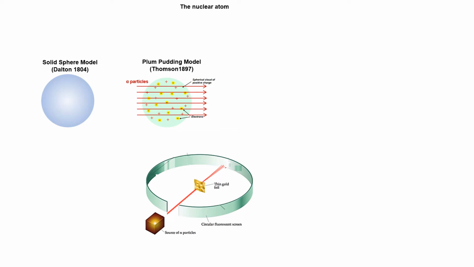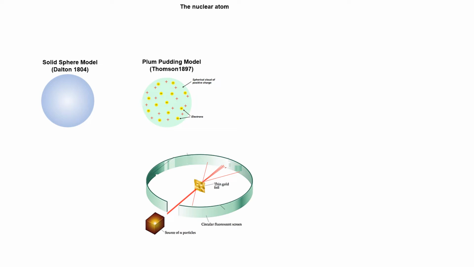The scientists were very surprised when they discovered that although most of them traveled through the foil without any noticeable change of direction, a small number of alpha particles were deflected by large angles as they passed through the foil, and a very small number of the alpha particles bounced back.